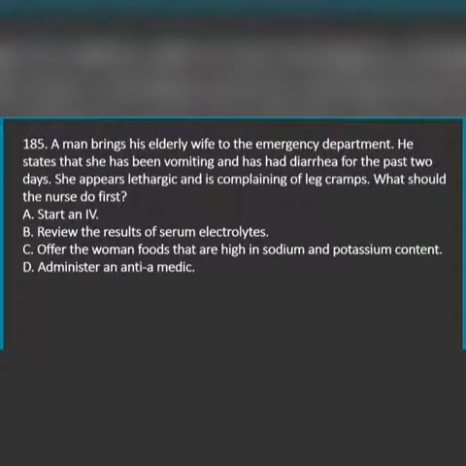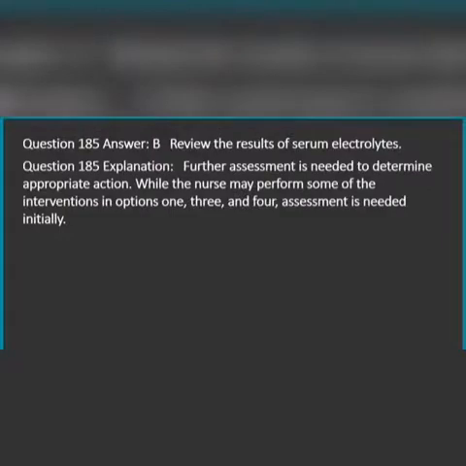Question 185. A man brings his elderly wife to the emergency department. He states that she has been vomiting and has had diarrhea for the past 2 days. She appears lethargic and is complaining of leg cramps. What should the nurse do first? A. Start an IV. B. Review the results of serum electrolytes. C. Offer the woman foods that are high in sodium and potassium content. D. Administer an antiemetic.